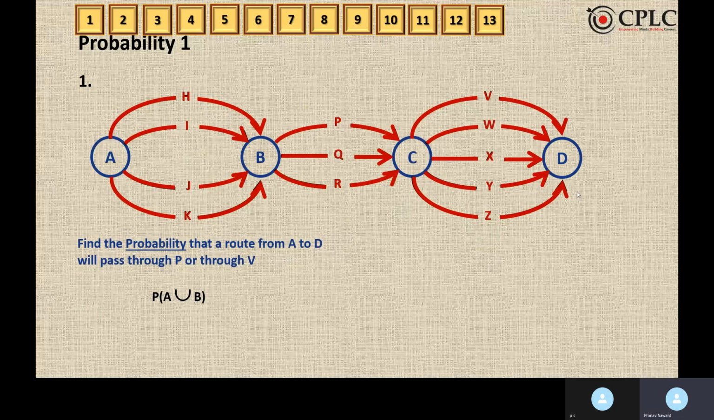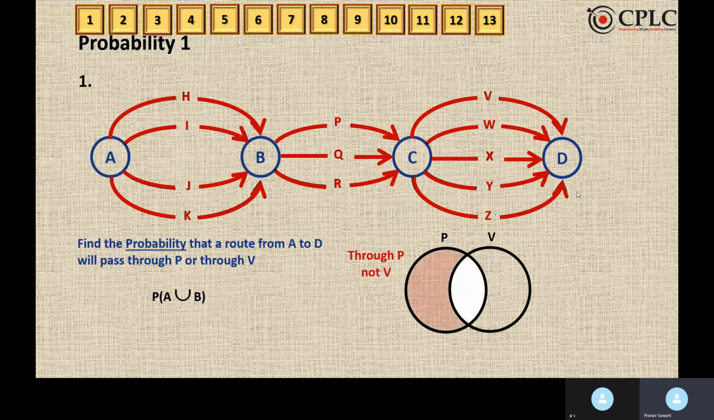We have to find the probability that a route from A to D will pass through P or V. That means it's basically probability of A union B. So first we'll find out the route passing through P, not V, that is only through P. So only through P is 4 into 1 into 4. That is A to B there are 4 routes, B to C there is only 1, and C to D there are 4, as we are not considering V.